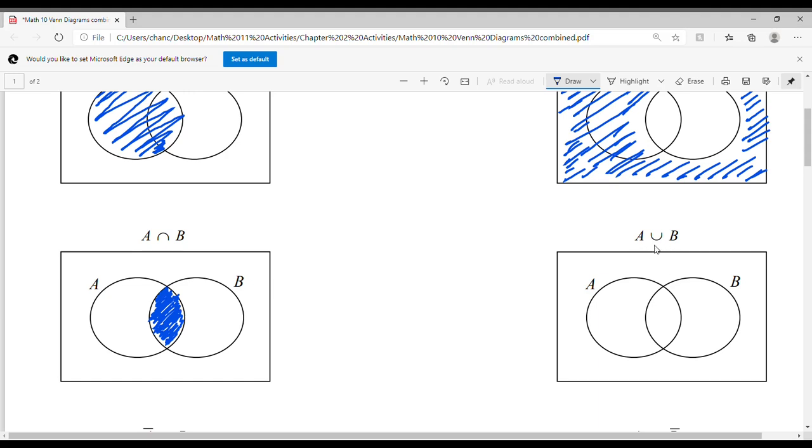For the fourth example, I'm looking for A union B. A union B is everything in A, everything in B, or what's in both. So we include the overlap in this case, so we have to shade both of the circles completely, including the overlaps, for A union B.